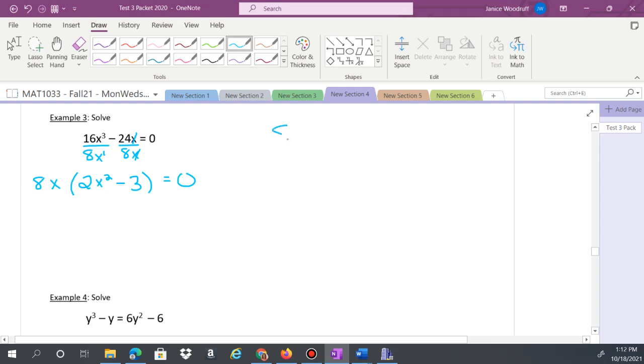So I'm going to take my first one, 8x, and set that equal to 0. Then I'm going to take the 2x squared minus 3 and set that equal to 0. So for the 8x, I'm going to just divide by 8, and 0 divided by 8 is 0. So I get an answer of x equals 0.